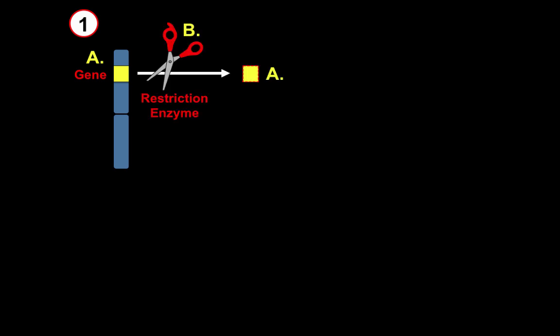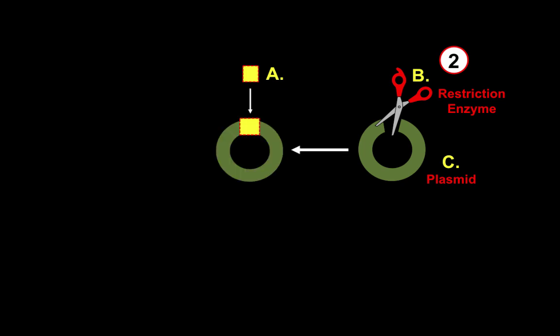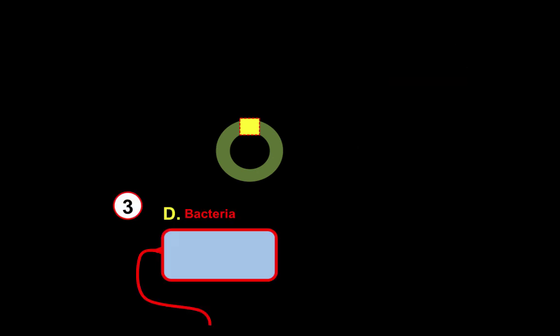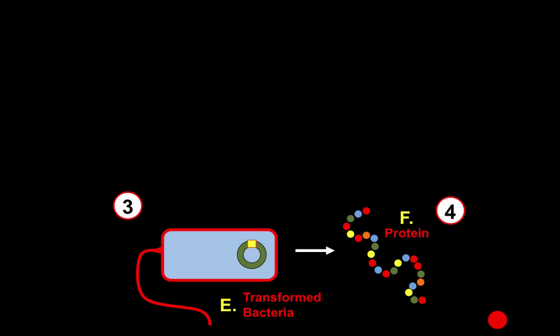So if we look at this all together, here I have my gene, and I'm going to cut it out with a restriction enzyme. Then I'm going to use the restriction enzyme to cut my plasmid, and I'm going to insert my gene into it. Next, I'm going to take that plasmid and get it into a bacteria and turn it into a transformed bacteria, which can then use its ribosomes and other enzymes to transcribe and translate that gene into the protein that I want.